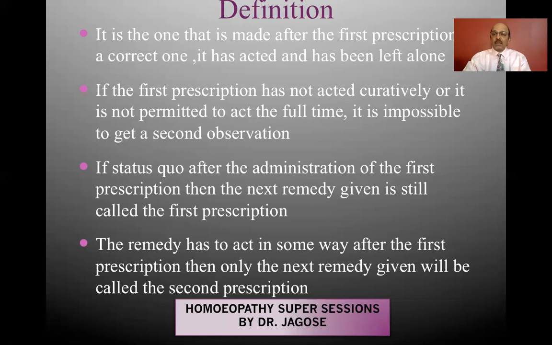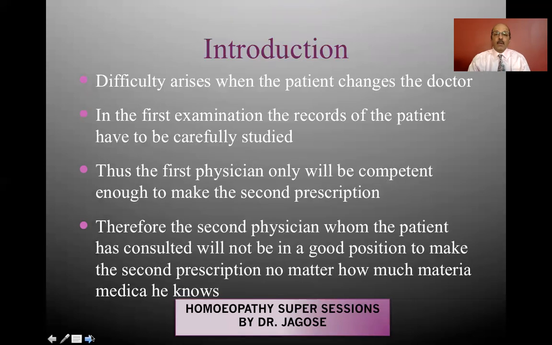So if no change occurs, if the patient is status quo as what he was the first time he saw you, the second remedy which the physician gives will still be the first prescription. So please kindly remember this. The remedy has to act in some way after the first prescription, then only the next remedy given will be called the second prescription. So in short, please remember that after the first prescription, there should be some sort of an action of the medicine on the organism or on the patient in order to label it as the second prescription when we give the second remedy. So now let us see some more points about it as an introduction.